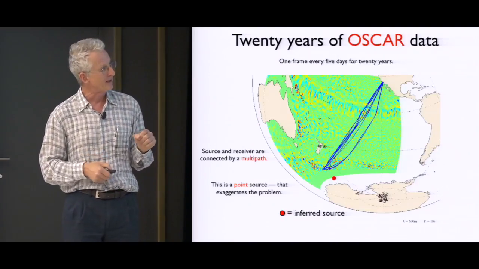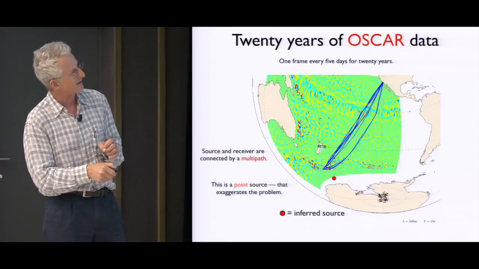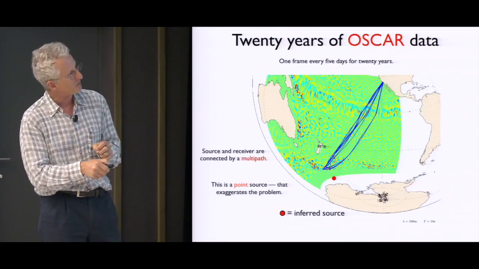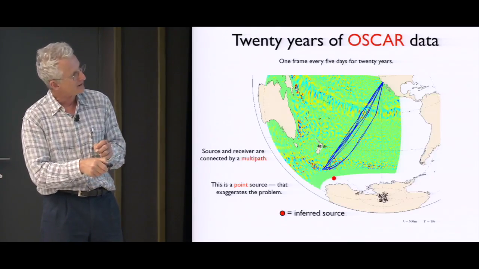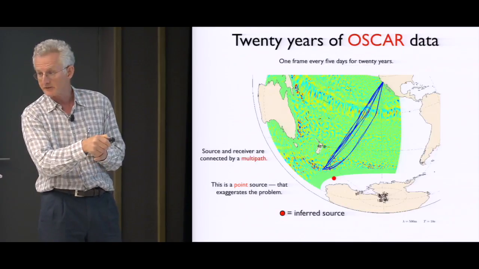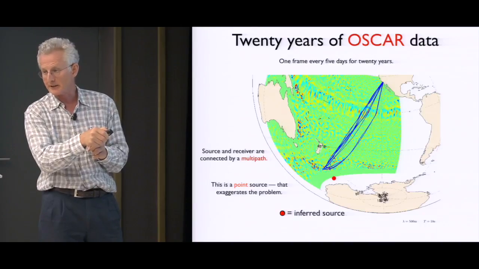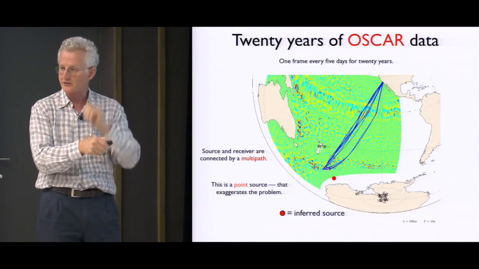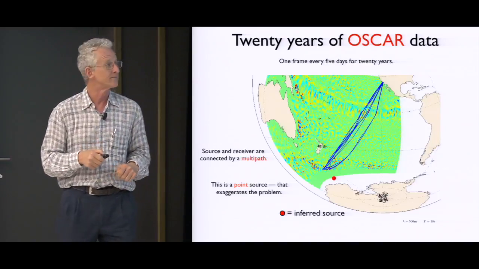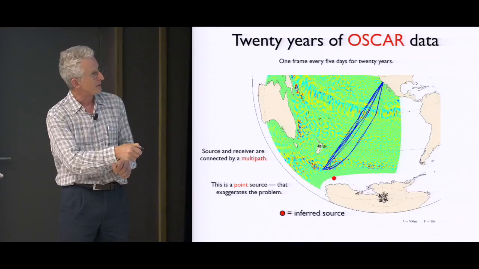There's a multipath, that is several, or in this case quite a few, I can't really count them, but order of magnitude, we've found 10 different non-great circle paths which connect the source to the receiver. It's simply that the rays are propagating through a very complicated environment, and there are multiple connections between the source and the receiver. So that's the point here. The source and the receiver are connected by a multipath.